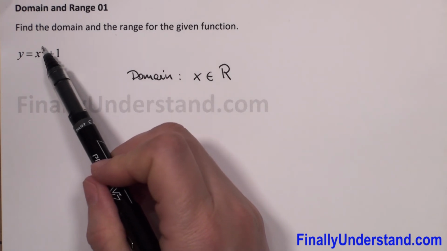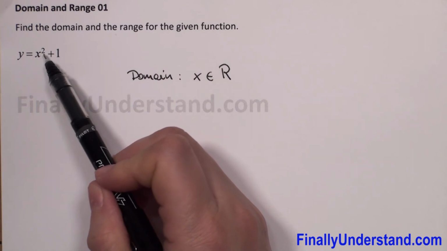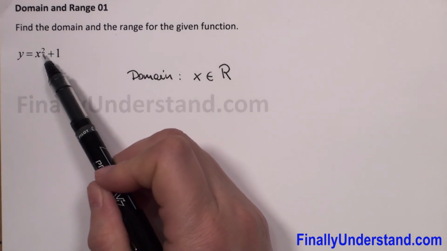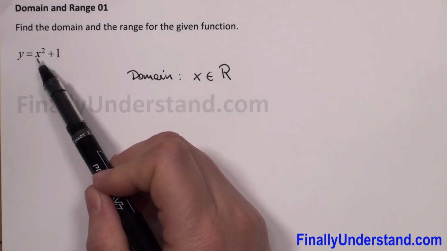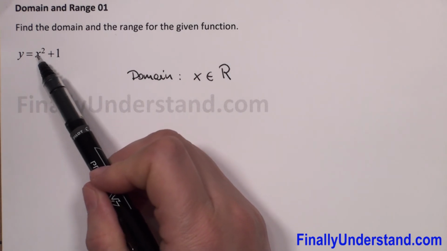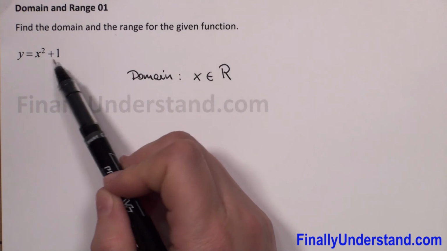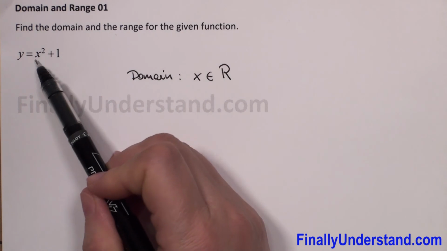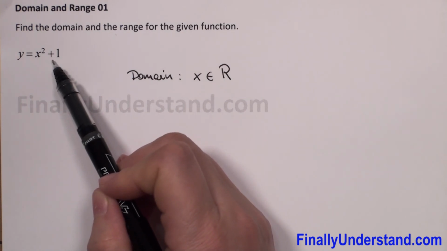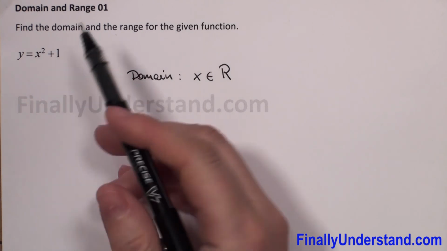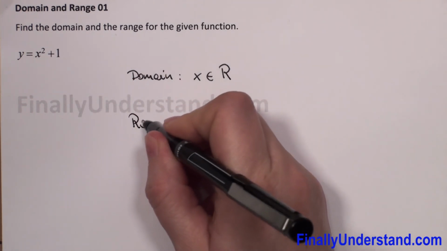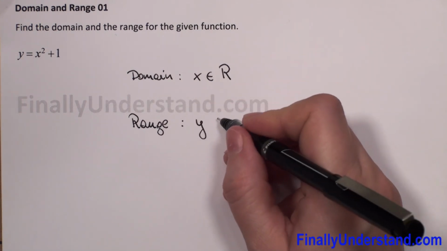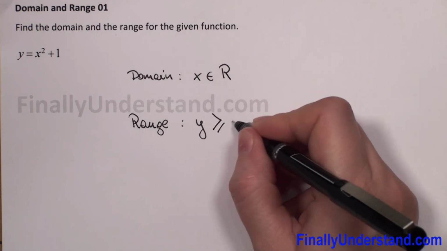And the smallest number which we can get from x to the second power is 0, because when we take every negative number and take it to the second power, we will get a positive number. So the smallest number which we can get here is 0. 0 plus 1 is 1. So the smallest number on the right side will be 1, and every number greater than 1. So our range on this function will be all numbers greater than or equal to 1.